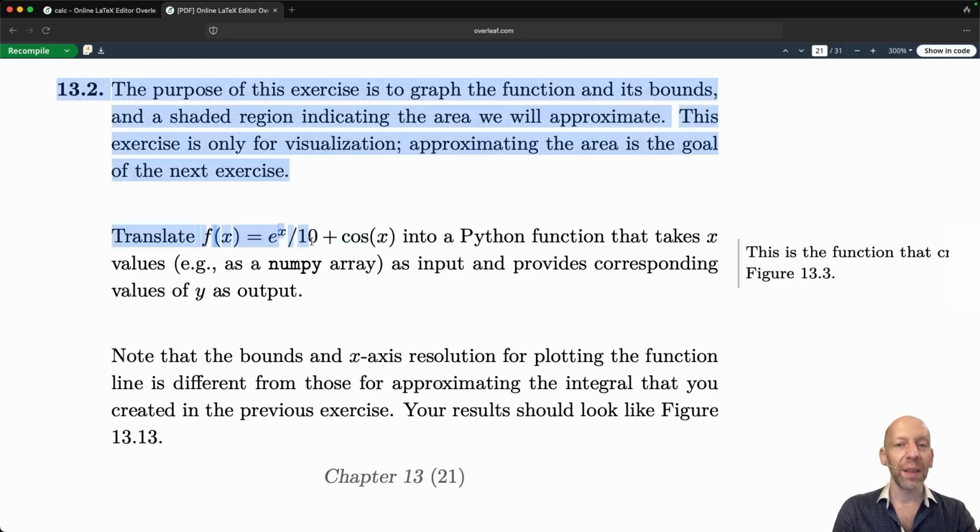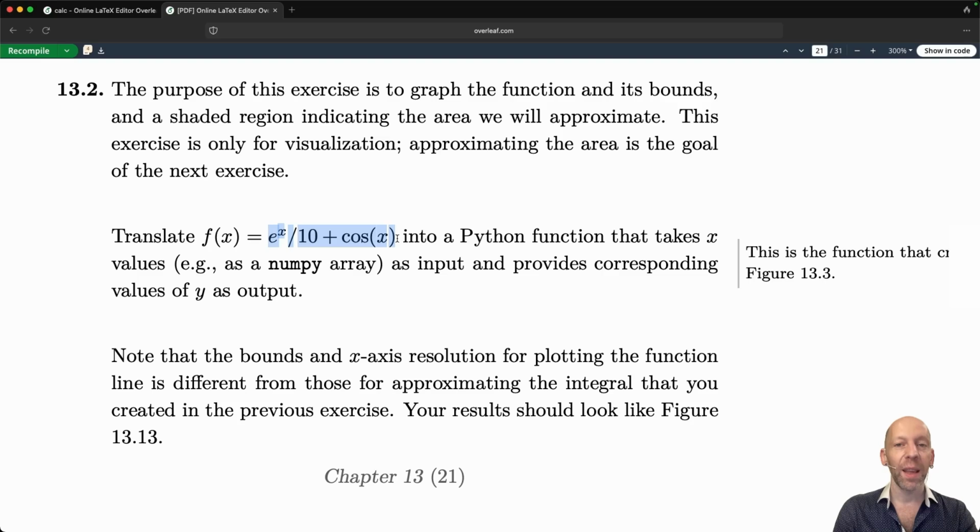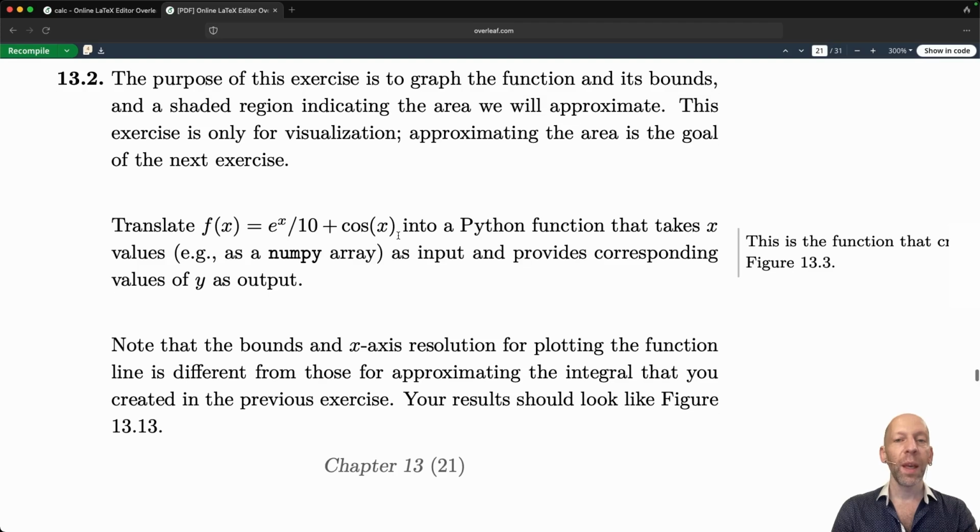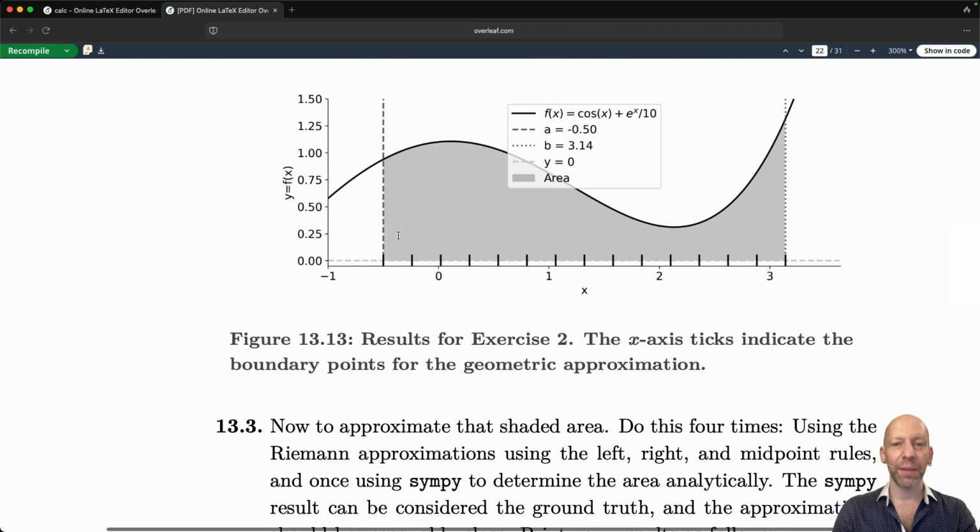So translate this mathematical function into a Python function that takes x values as inputs and provides y values as outputs. That part is fairly straightforward. Just write a Python function to implement, or evaluate, this math function. And then you want to create this graph here.